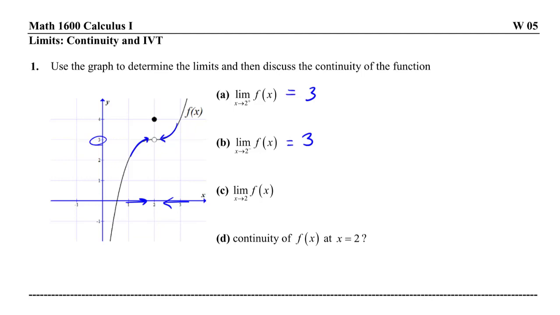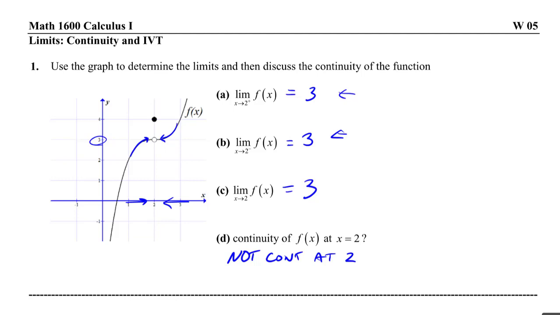So both right and left hand limits exist. They're equal. So I get that the limit as x approaches 2 is 3. But is f continuous at 2? No, not continuous at 2.